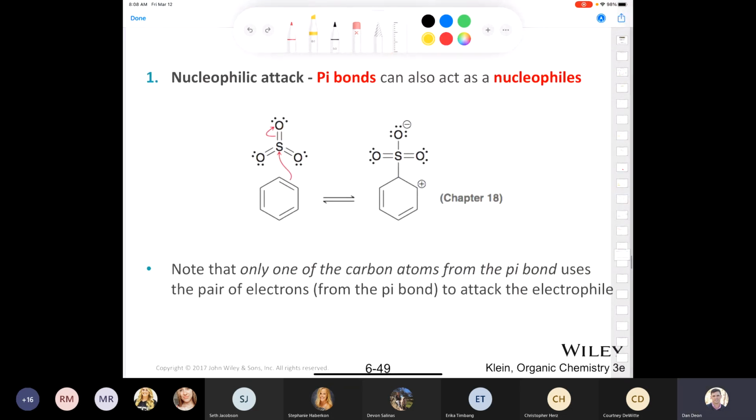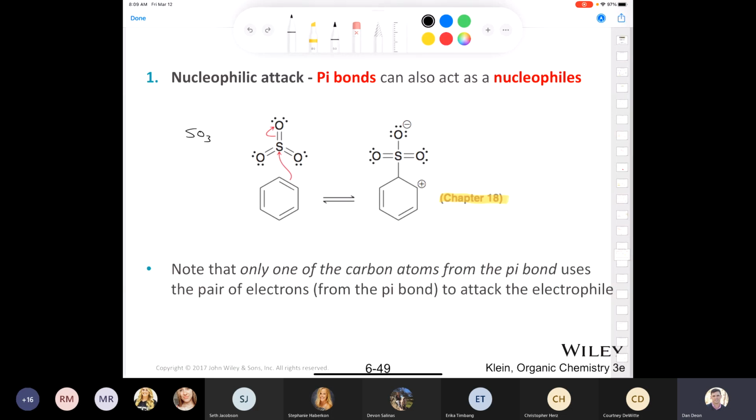Pi bonds can also act as nucleophiles. This is something that we're going to see more later on, so this will be more of an organic chemistry 2 thing. But here you see that you have a molecule of sulfur trioxide. This is SO3, just the Lewis structure of it here. But you see that benzene is behaving as a nucleophile, and the sulfur in the sulfur trioxide is behaving as an electrophile. And we have a nucleophilic attack by an aromatic ring, which is kind of interesting, okay? But the bottom line for us right now is that pi bonds can also act as a nucleophile.